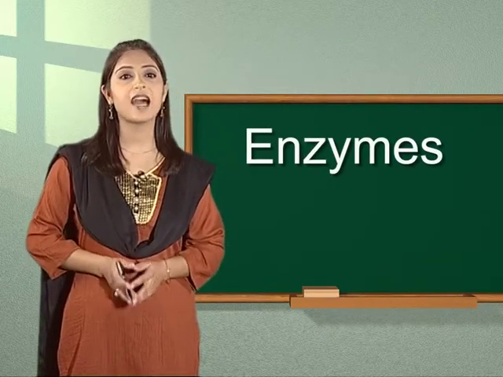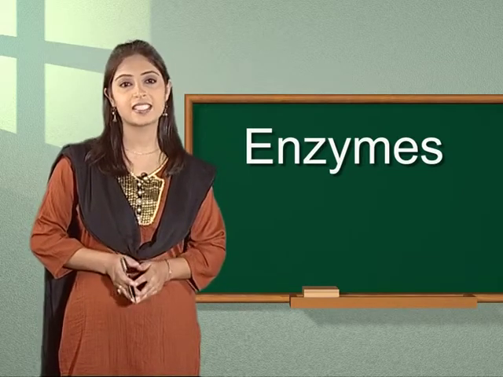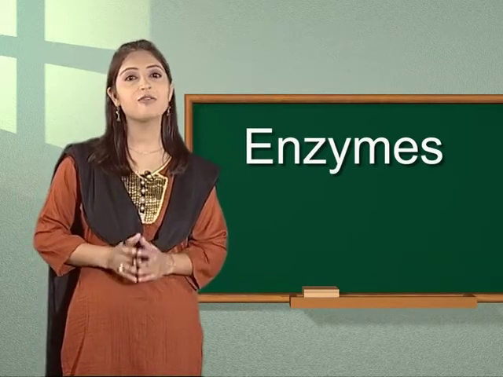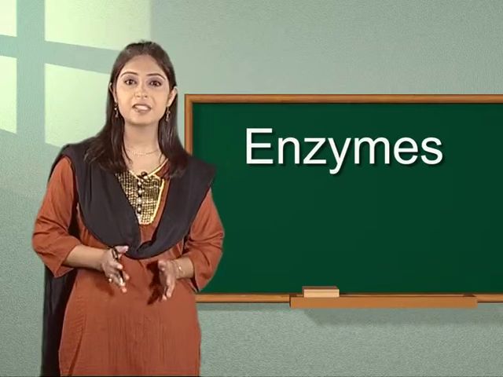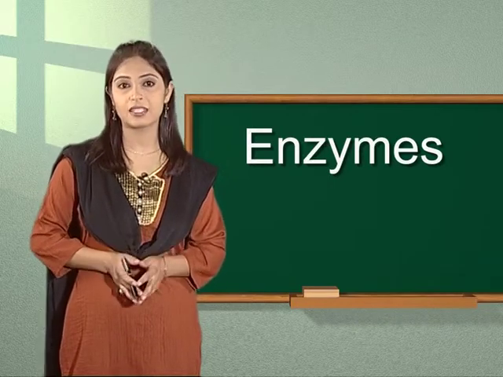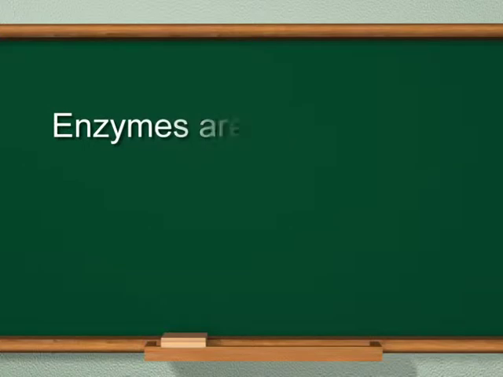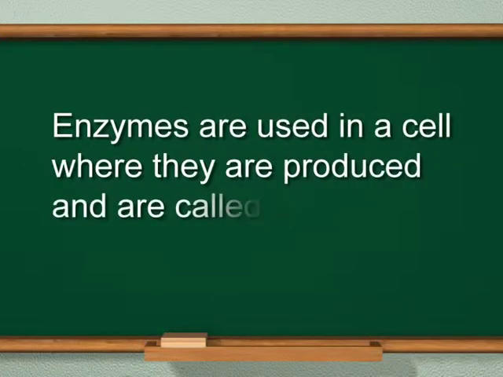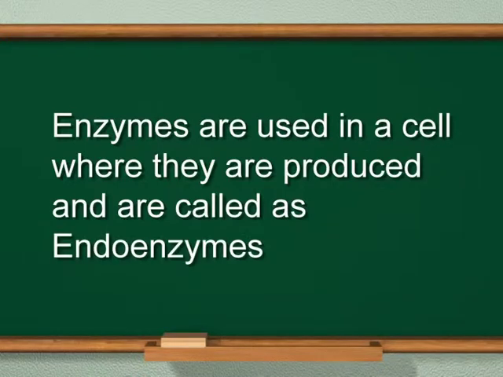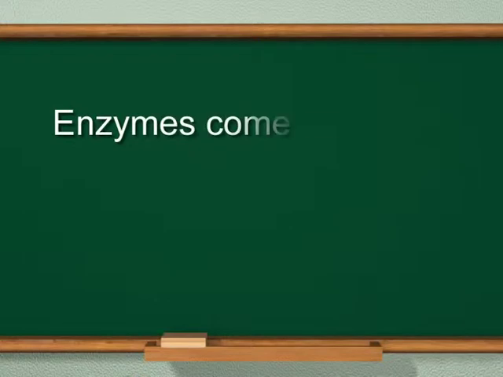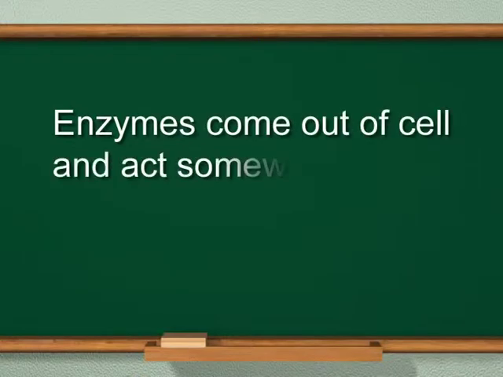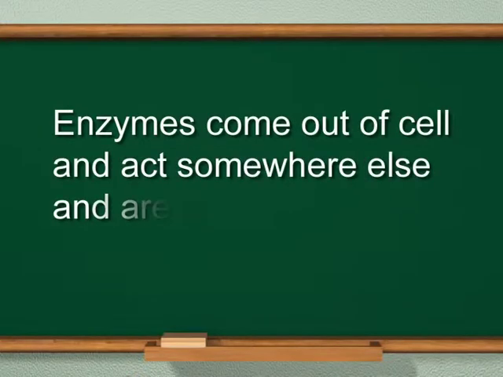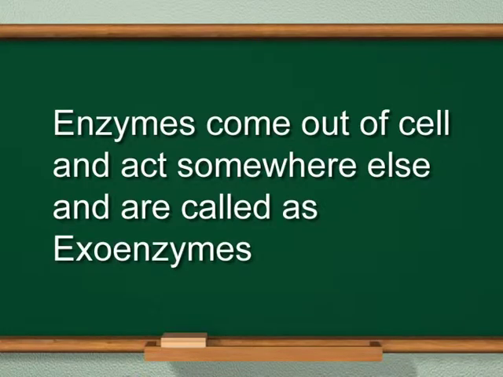These enzymes are synthesized inside the cells. Some enzymes are used in the cell where they are produced and are called endoenzymes. But sometimes enzymes come out of the cell and act somewhere else, and are called exoenzymes.